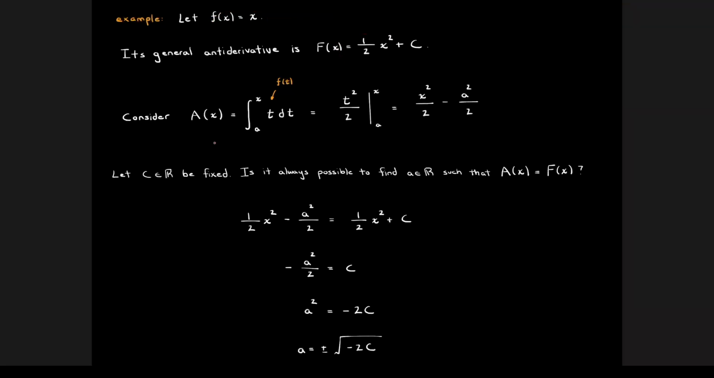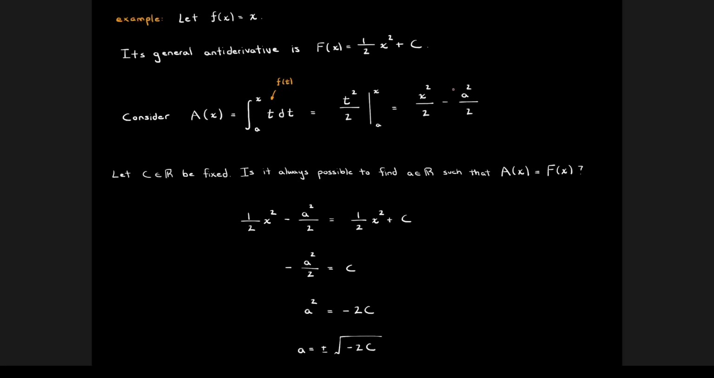Okay? Now let's consider the signed area function, which is the definite integral from a to x of t dt. We can evaluate this definite integral just by using the fundamental theorem of calculus, but the evaluation part, where we need to find a particular antiderivative, in this case we used t squared over 2, and then we evaluate the antiderivative at the upper limit minus the output at the lower limit.